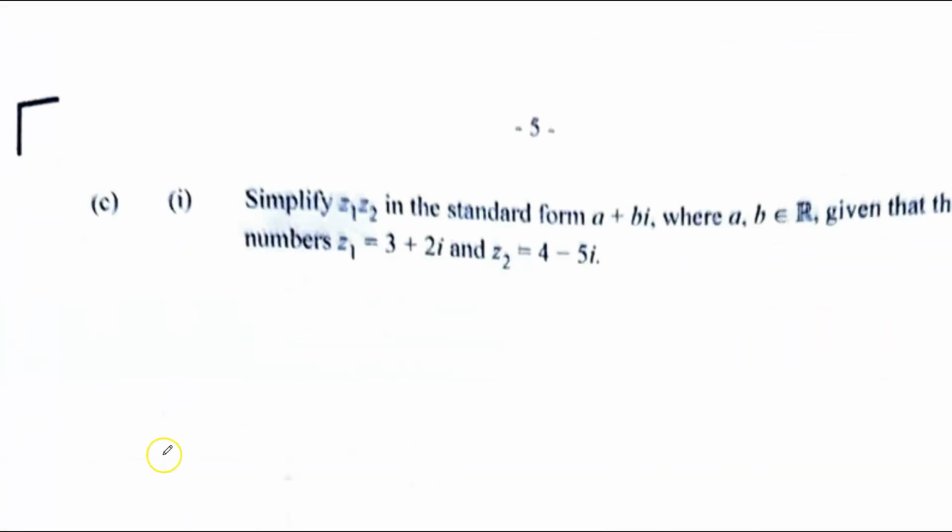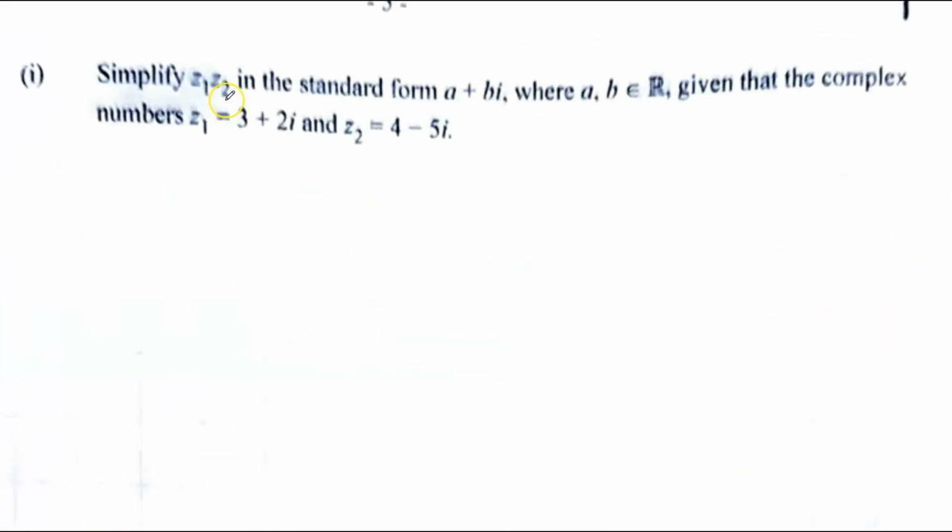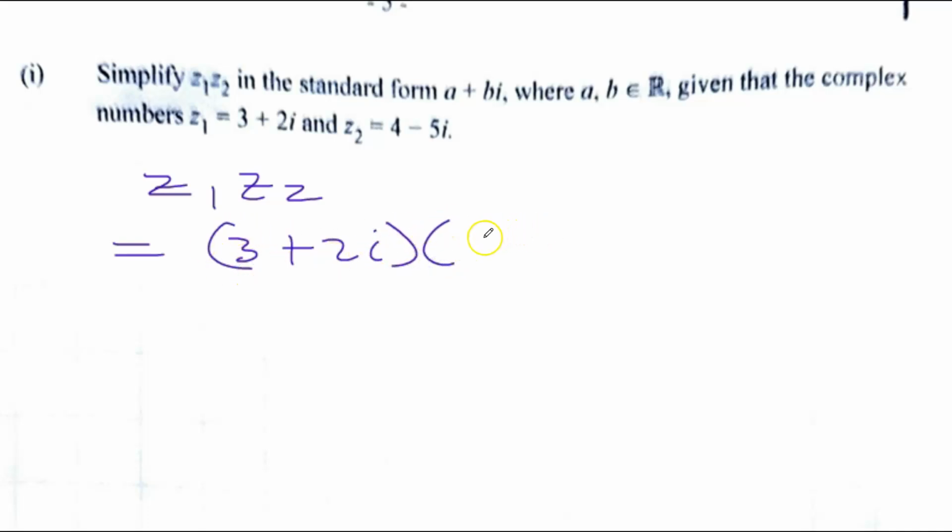Let's move on to part C. So in part C, we're asked to simplify z1 times z2 in the standard form a plus bi, where a and b are real numbers, and we're told z1 is 3 plus 2i and z2 is 4 minus 5i. So we're asked to simplify z1 times z2. Now z1 is 3 plus 2i, and the complex number z2 is 4 minus 5i.